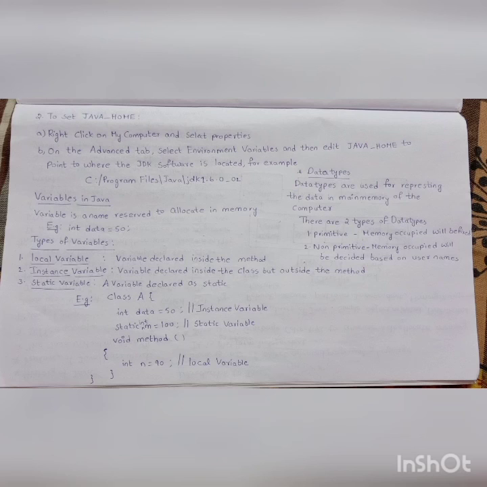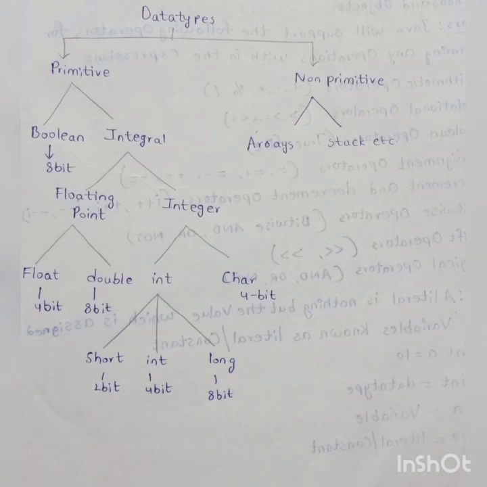The next topic is data types. Data types are used for representing the data in the main memory of the computer. There are two types of data types, primitive and non-primitive. In primitive, the memory occupied will be fixed. Next one, non-primitive. In non-primitive, we decide how much memory will be taken.